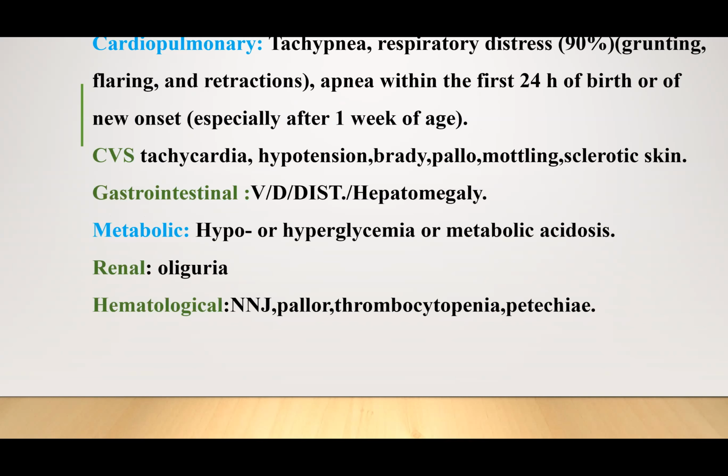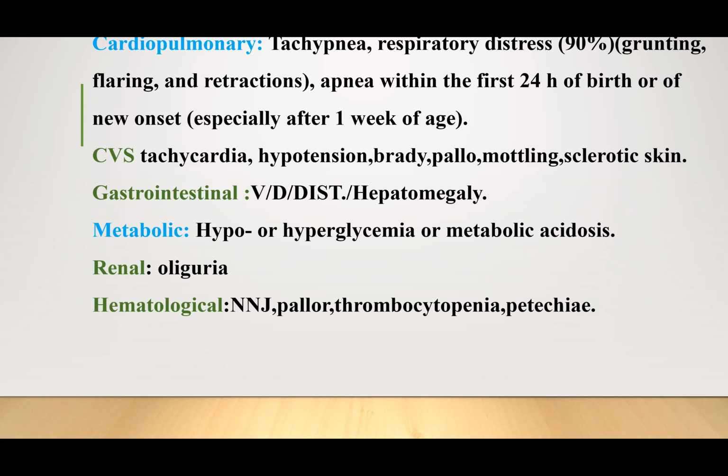Of course, hypotension and bradycardia are very dangerous because we have 2 types of shock, compensated or decompensated. If the child starts to get hypotension, it is very dangerous. Also, in the gastrointestinal tract, he may get vomiting, diarrhea, abdominal distension, even hepatosplenomegaly. Metabolic: disturbance of the blood glucose, either hypo or hyperglycemia, can go with sepsis with metabolic acidosis.